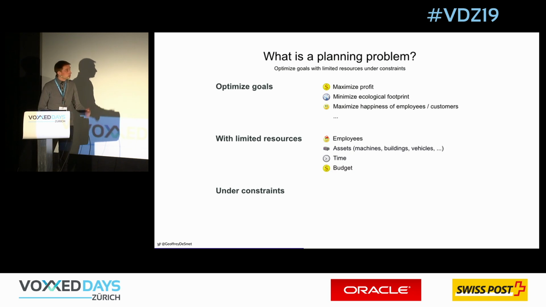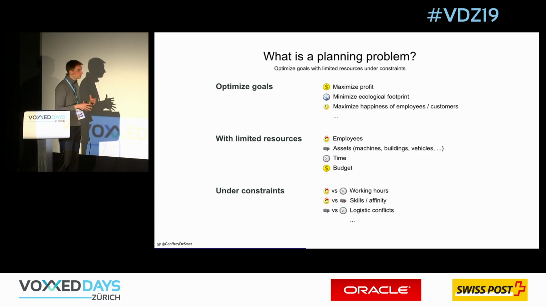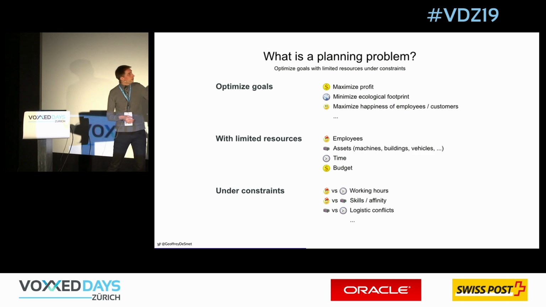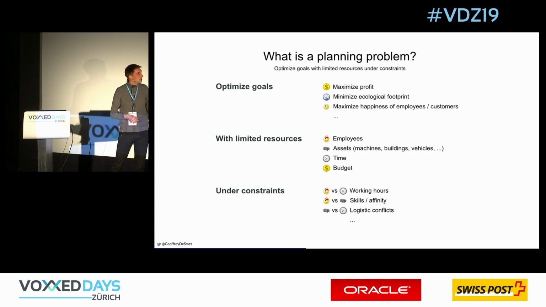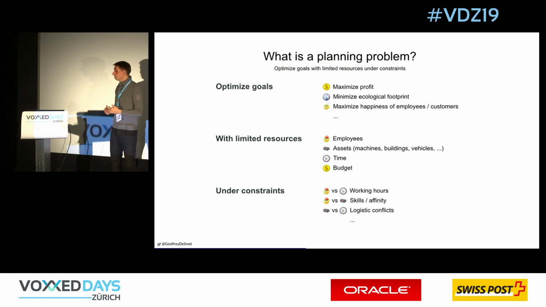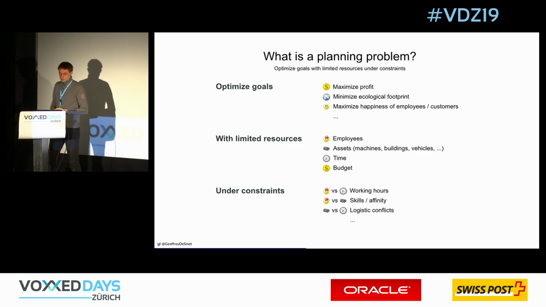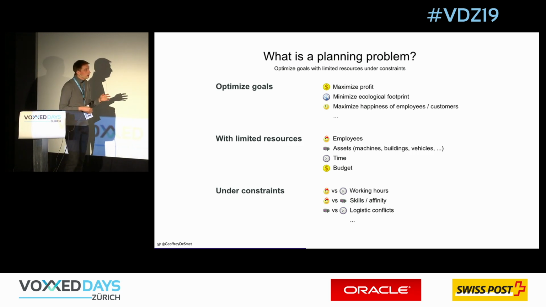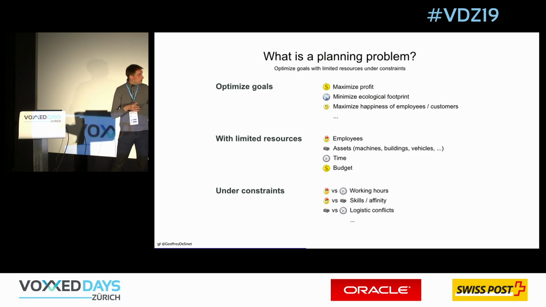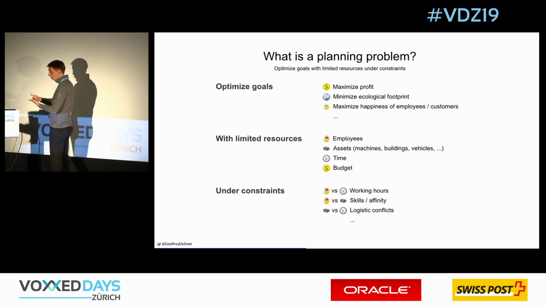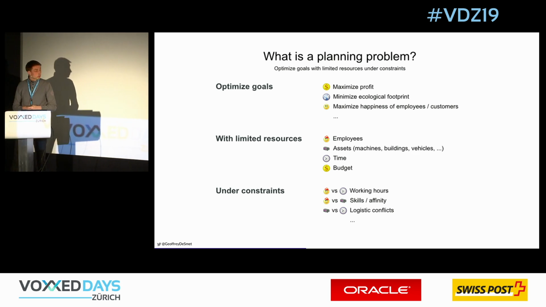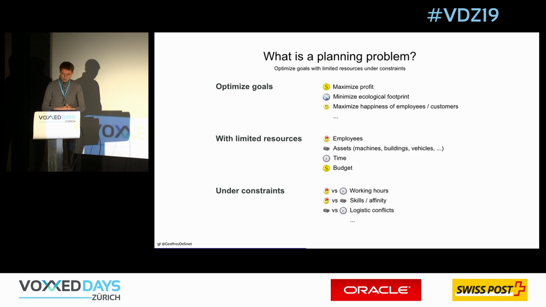So we do this with limited resources: employees, assets, time, budget, and things like that. And we have these constraints. If you are using an employee, they have a number of working hours. They can only be at one location at the same time. They can only work for 8 hours a day. The same thing with the skills and affinity of the employees. So maybe for the big trucks, you need somebody who's able to drive that and who has the skill or the license to be able to drive the big truck and things like that, right?